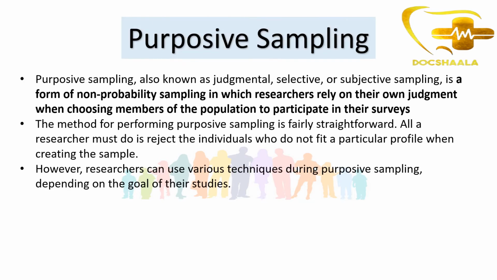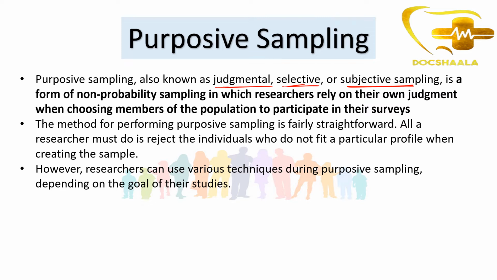Then coming to purposive sampling. Purposive sampling is also known as judgmental sampling, selective sampling, or subjective sampling. From the name itself, we can identify that it is done with a purpose.